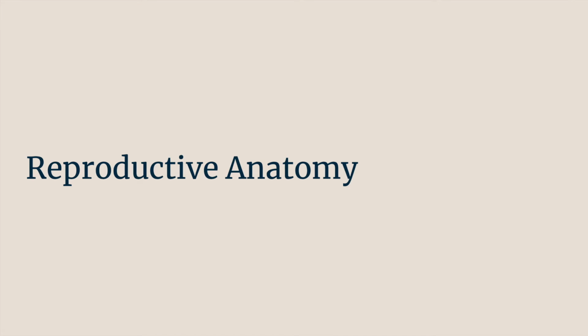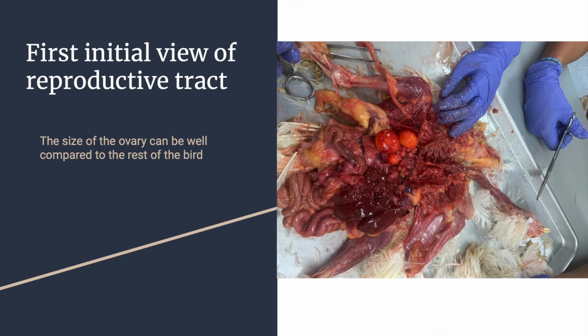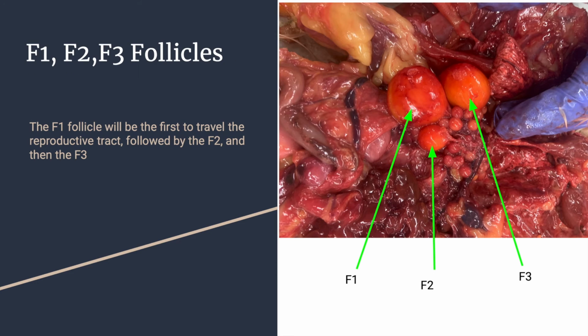So, onto the reproductive anatomy of the chicken. We can start by looking at the initial view of the reproductive tract once the chicken is cut open. Here you can compare the size of the ovary to the rest of the bird. In this picture, we can see clearly the F1, F2, and F3 follicles. The F1 is the largest follicle, and it will be the first one to travel through the reproductive tract, followed by the F2 follicle and then the F3 follicle.